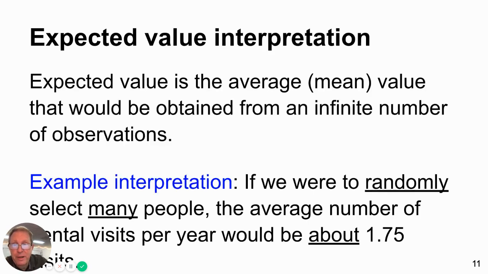How do we interpret expected value? Expected value is the average or mean value that we would obtain from an infinite number of observations. And here is my interpretation. If we were to randomly select many people, the average number of dental visits per year would be about 1.75 visits. Each of those underlined words is part of the grading rubric.